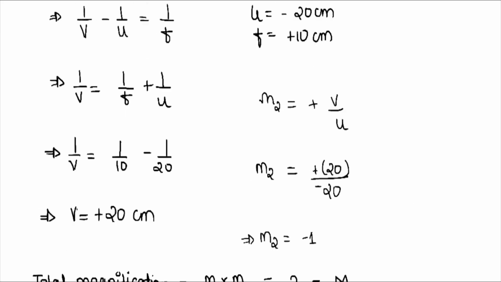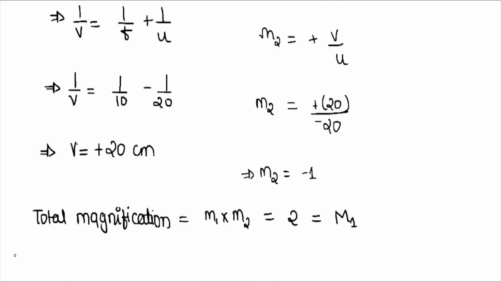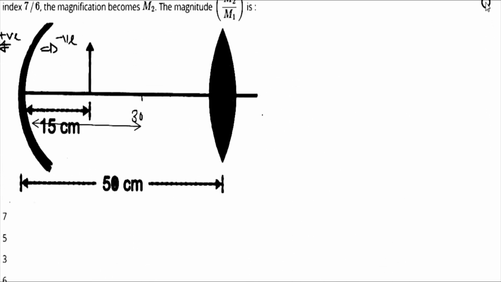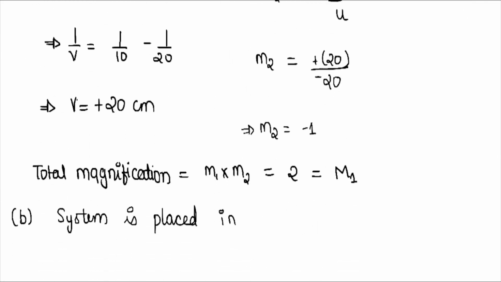Now the whole system is placed in water. So it is our B part, the system is placed, sorry, not in water, in some liquid with refractive index 7 by 6. It will be in liquid with refractive index 7 by 6.